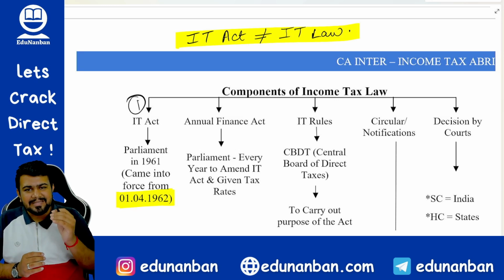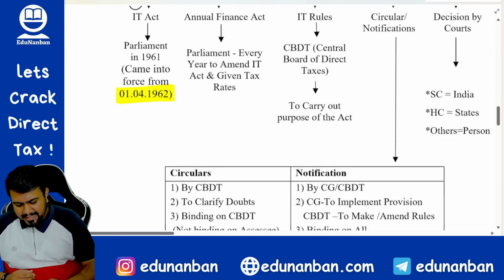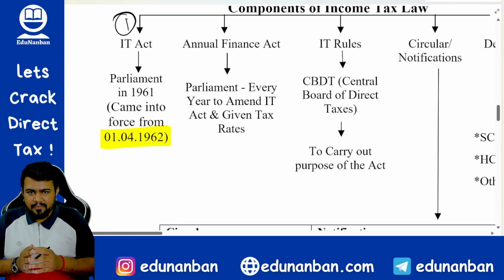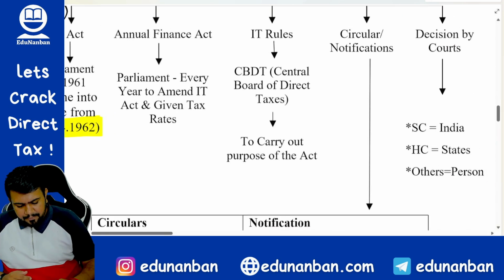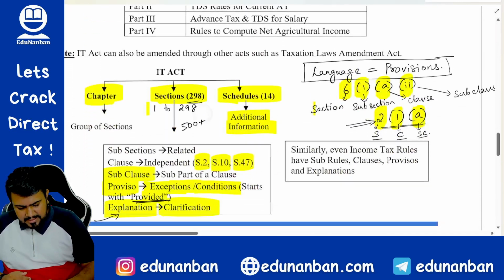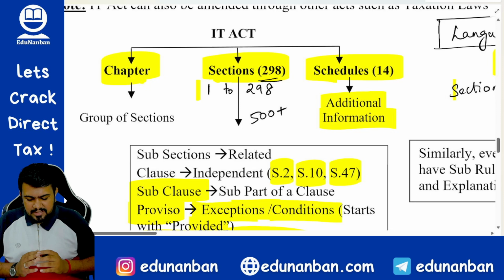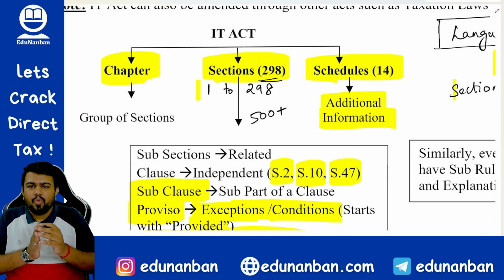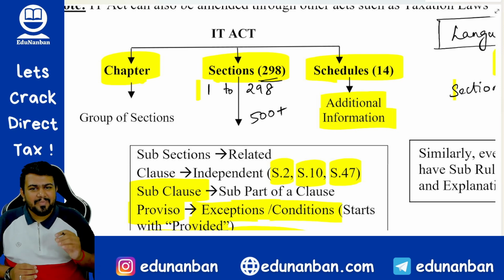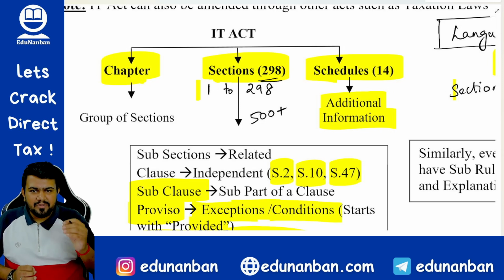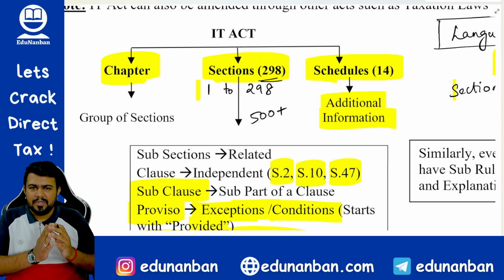In the last class we had discussed the Income Tax Act. I told you that the Income Tax Act was passed in Parliament in 1961 and came into force from 1/4/1962. The Income Tax Act contains chapters, sections and schedules. A chapter is nothing but a group of sections. Sections start from 1 to 298, but there are way more than 298 sections in the Income Tax Act. The sections contain the language or provisions of the Act. And there are schedules, which contain some additional information belonging to the Income Tax Act.